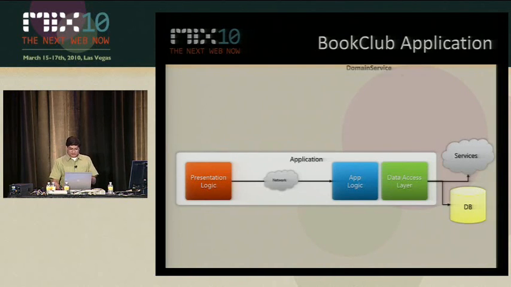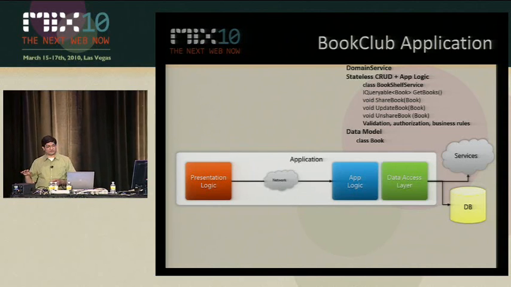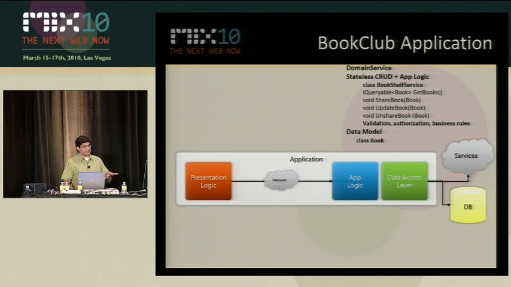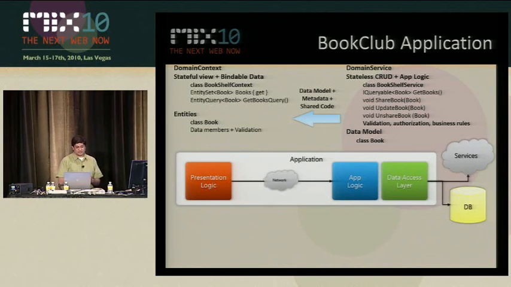Just to recap, on the server, what I wrote was a domain service which contains stateless CRUD and application logic. So I have query methods, update, insert, delete methods. We'll see this as we go in the demo, validation rules, authorization rules, and so on. I've got my data model, like my book class, defined on the server. At design time, we look at that metadata and generate a domain context on the client, which represents a stateful view. So I brought books down, and it holds on to those books. It accumulates books as I bring them down and makes them available for data binding into the UI. So that's this books property.